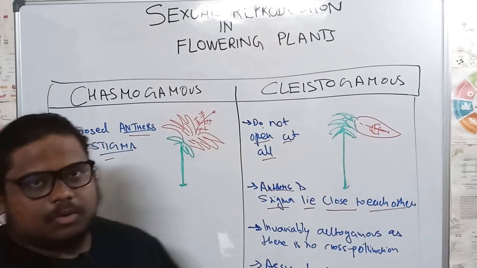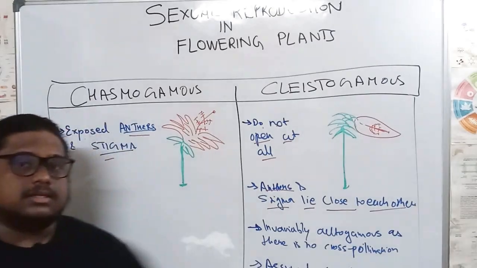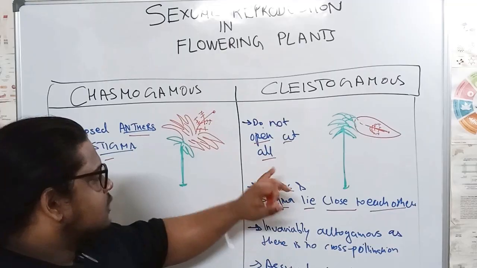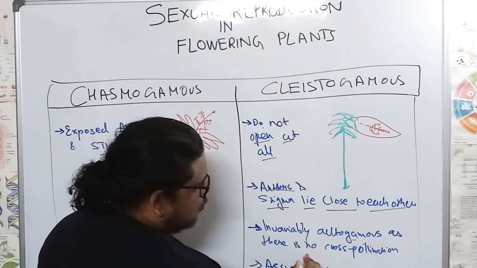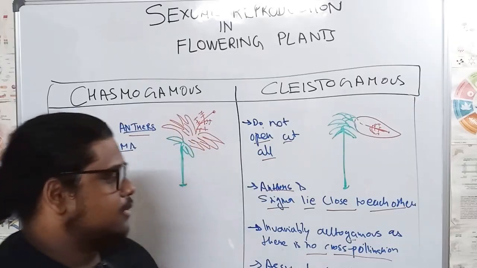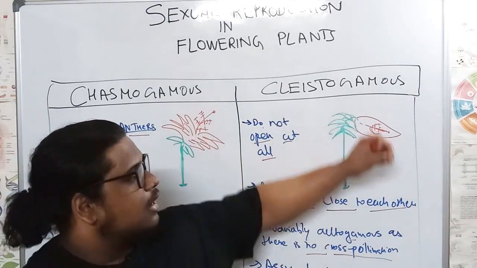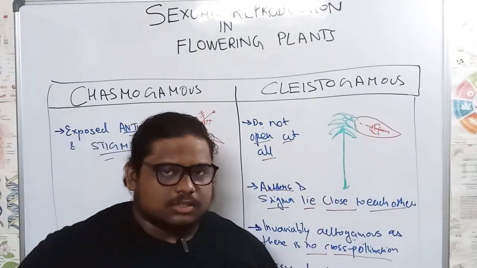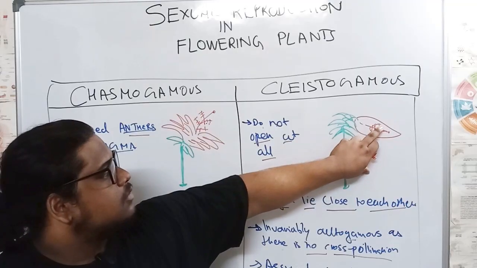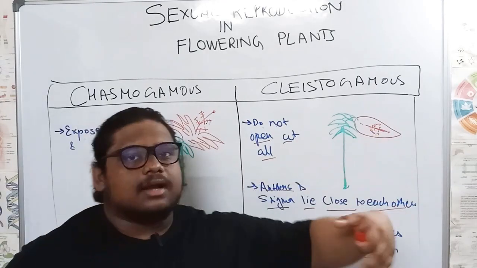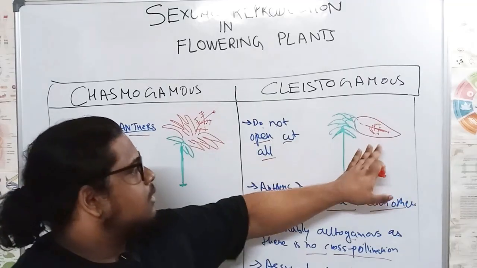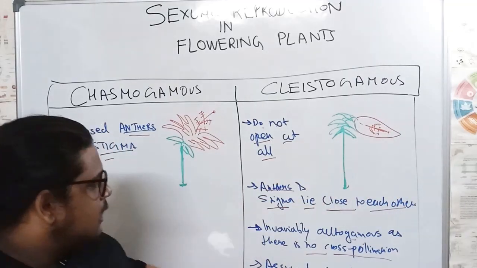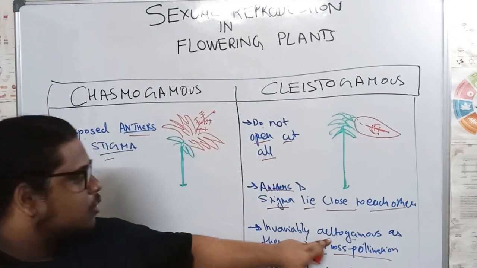Then something very important, which is to be noted, which is to be analyzed and thought, that these flowers are invariably autogamous as there is no chance of cross pollination. मतलब कि as ये जो flower है it remains closed, so there is no chance कि जो pollen है from this flower it will move outward and land on the stigma of another flower. There is no chance क्योंकि ये पूरा ही बंद structure है. So इसीलिए it is said that it is autogamous.